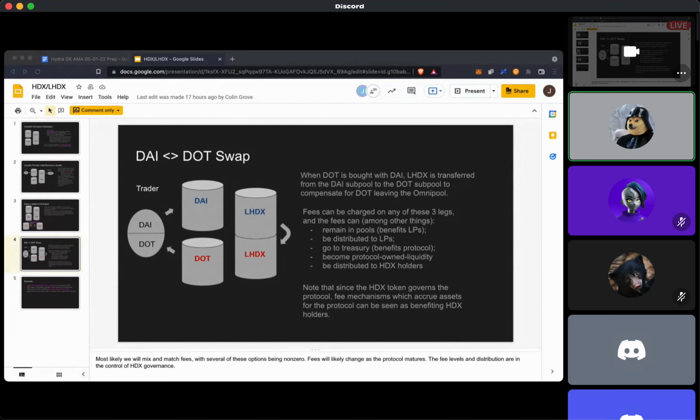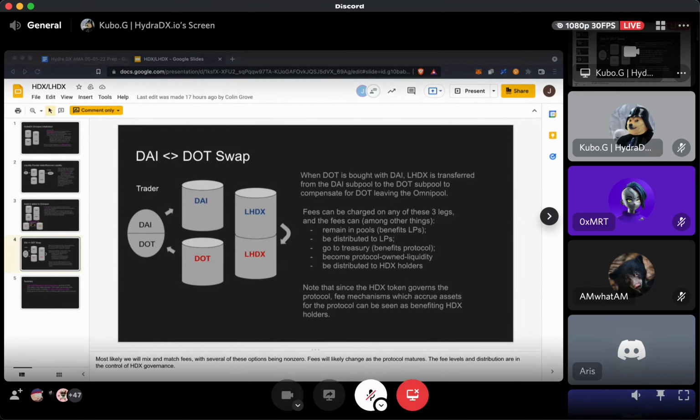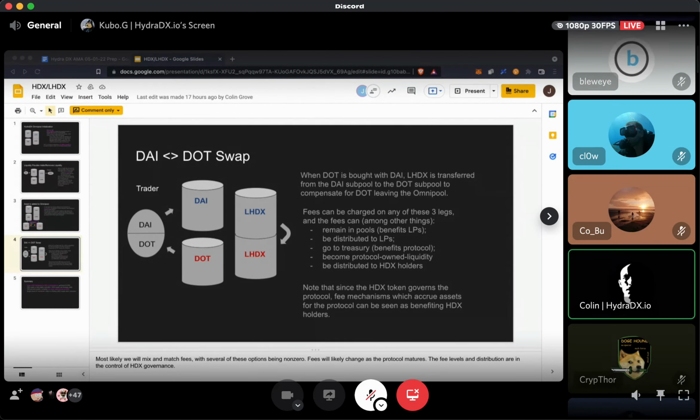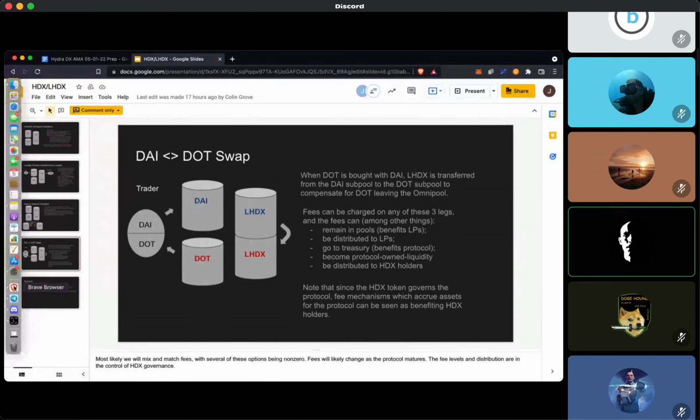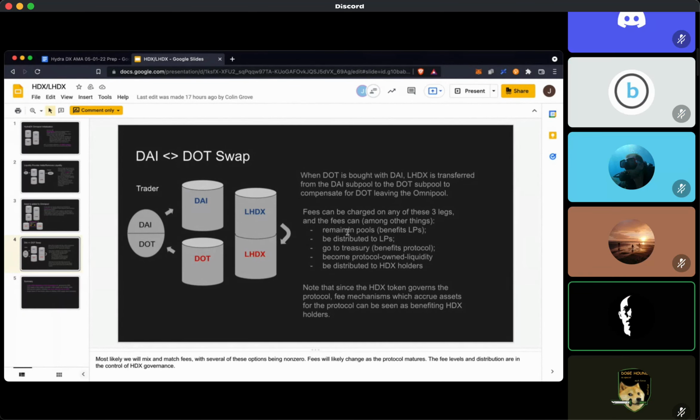Okay. So if we look at this diagram, sir, we see the three legs where there are potentially fees being levied. Most likely it'll be the LHDX to LHDX leg, and/or the DOT leg, because DOT is the token that's in demand by this trade. But we can also charge a fee at the LHDX leg.